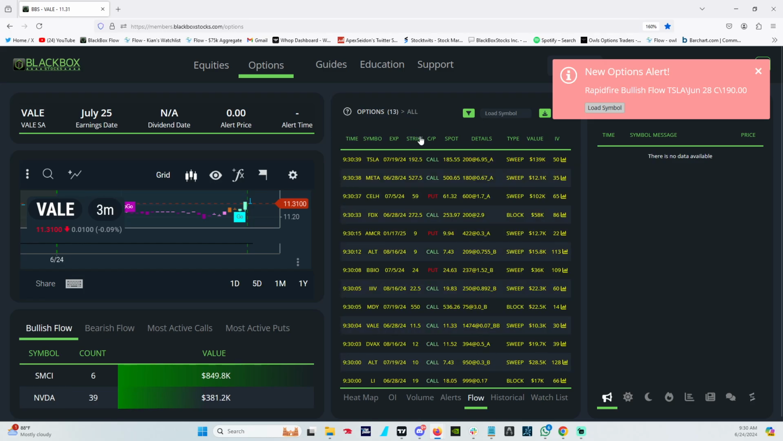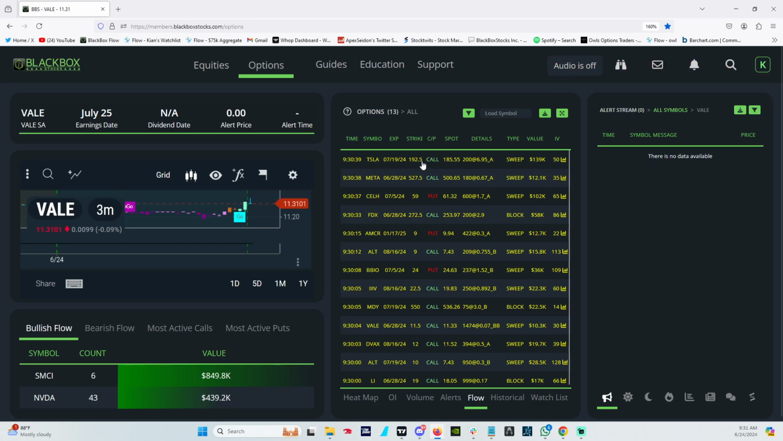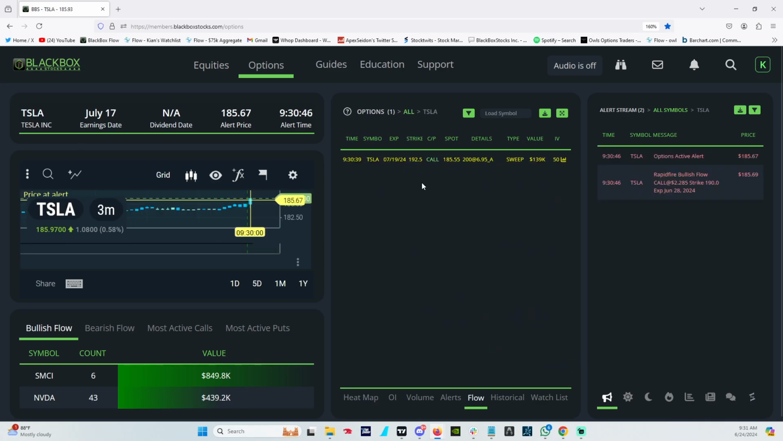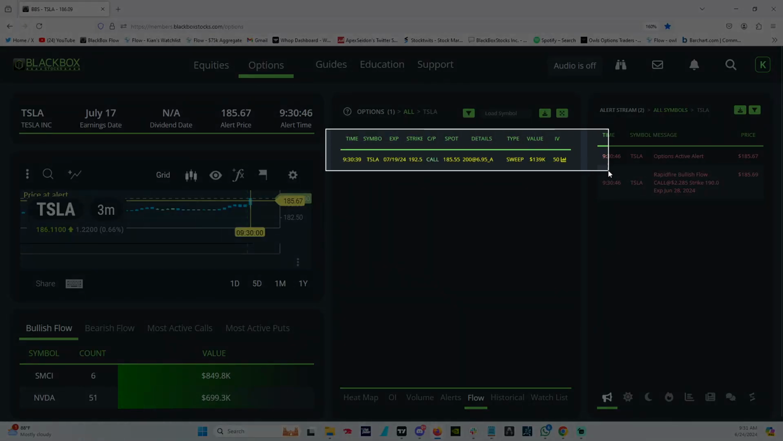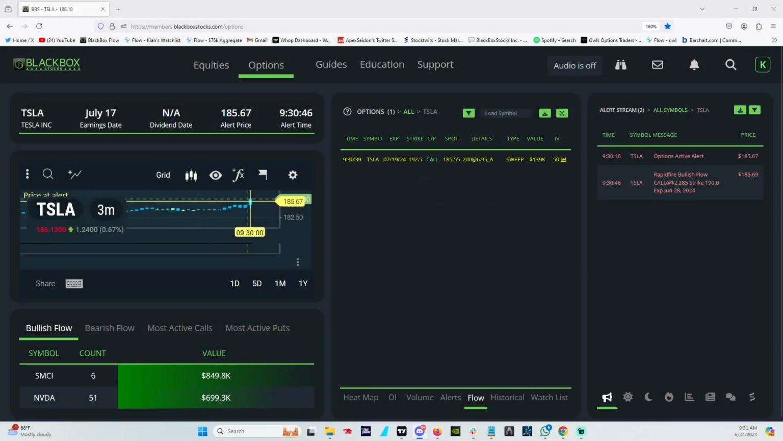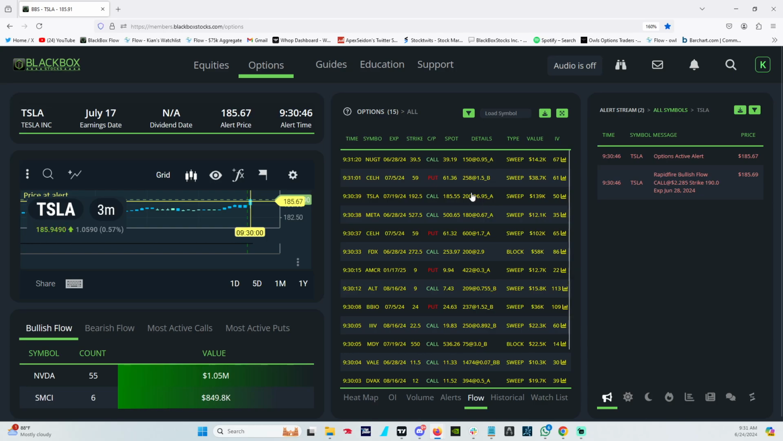Okay. So yeah, they're pretty simple right now. So we got a Tesla call. This is actually nice. This is actually pretty clean. So a Tesla 192.5 call. The spot price at 185.55. So 200 contracts for 140,000. This is a good start. And this is something that I will post. So that's a good example for one. So Tesla's a good one. And we'll just keep talking until we see another one.